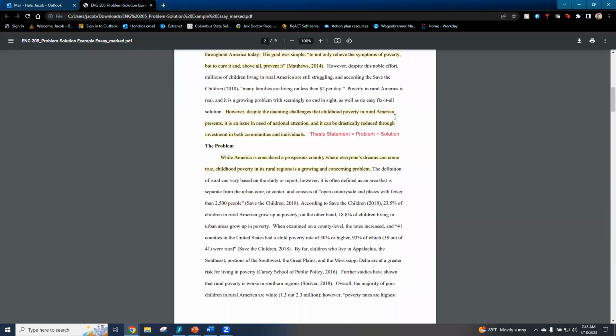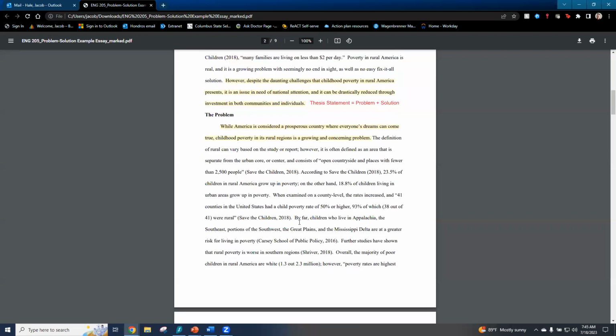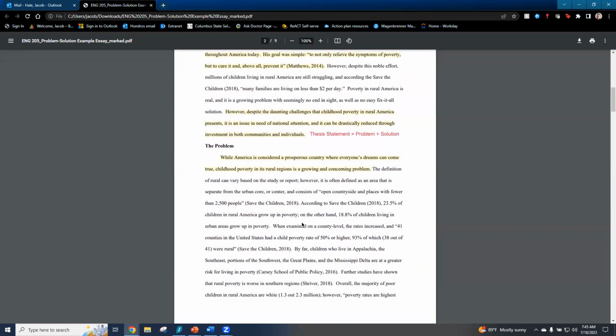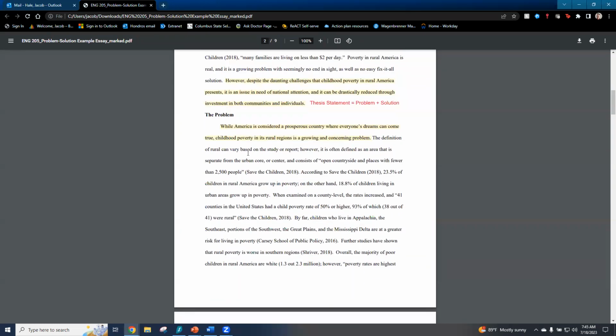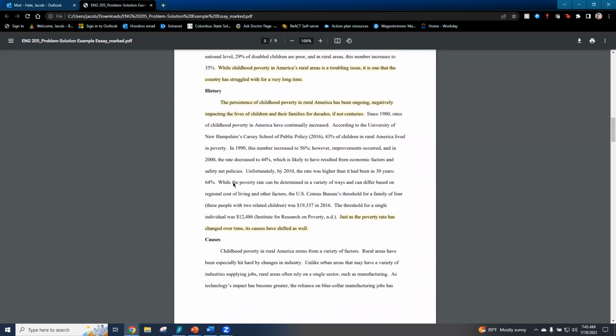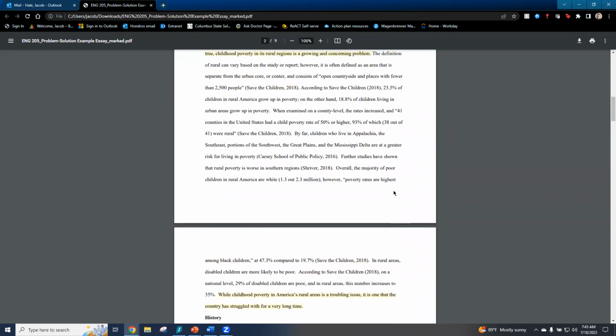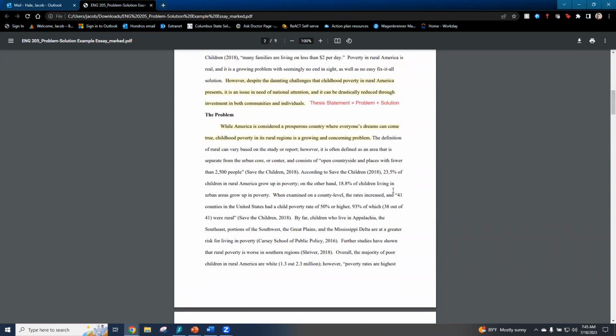Moving on to the body of the paper, you'll see that this person is labeling the sections of their paper. That can be a good idea, both for you and for your reader. It's a good way to make sure that you are hitting all the things that you need to talk about in your paper. It also can help make your paper feel a little bit more organized.